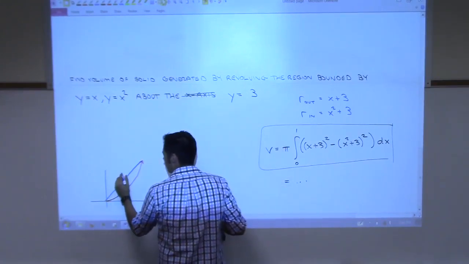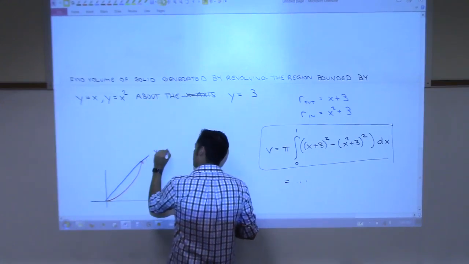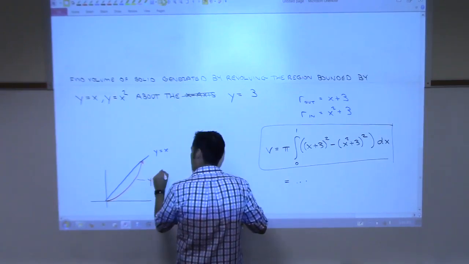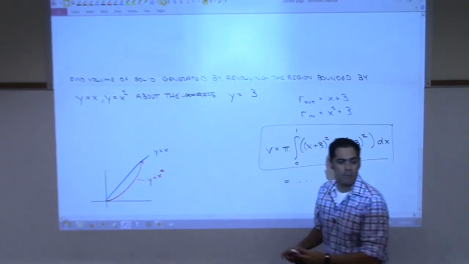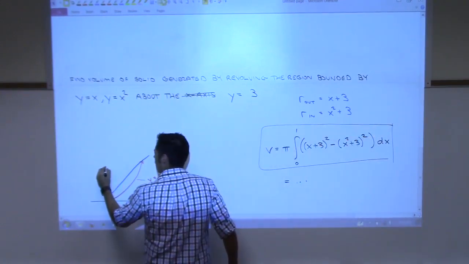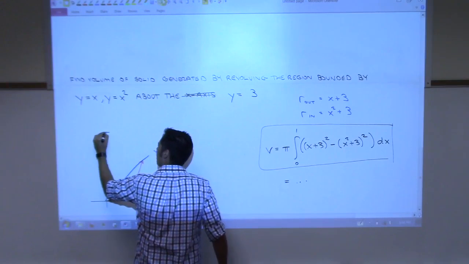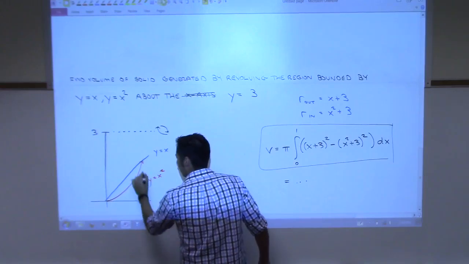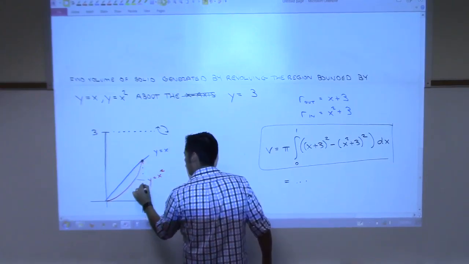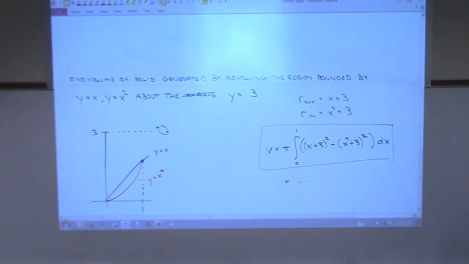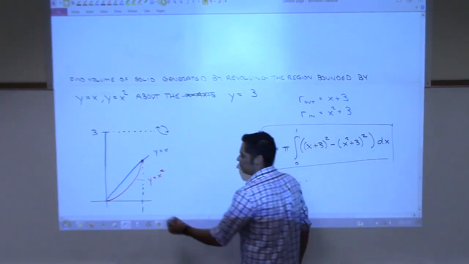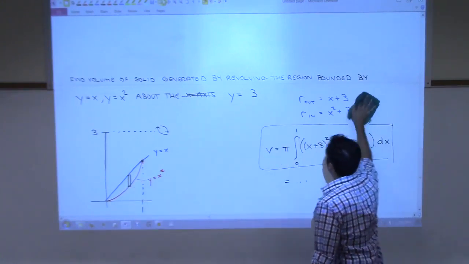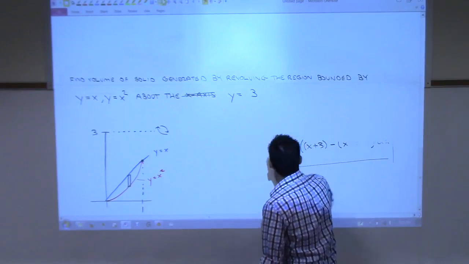We know that the blue one was y equals x, and the red one was y equals x squared. They intersect at 1. I'm coming up here to 3. This is my axis of rotation up here. And yeah, they intersect at 1. I need to draw my little rectangle in here. And now I'm ready to try and sketch out what's going to happen here.